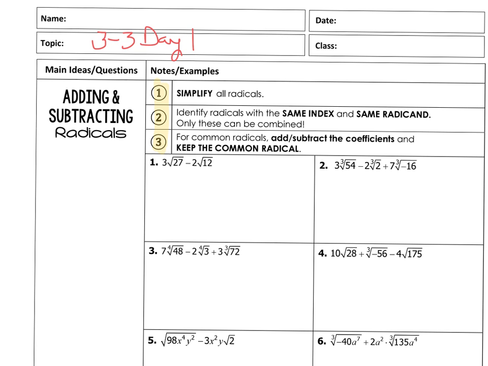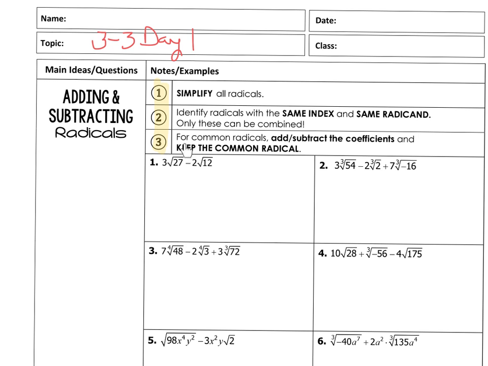It's almost like adding and subtracting like terms. You have to have the same radicand, the number under the radical, and the same index. And then all you do is add or subtract the coefficients that are in front of the radical. What's inside the radicand will not change when we add and subtract. Just like when you add and subtract like terms, the variable string itself doesn't change. You only add and subtract the coefficients.